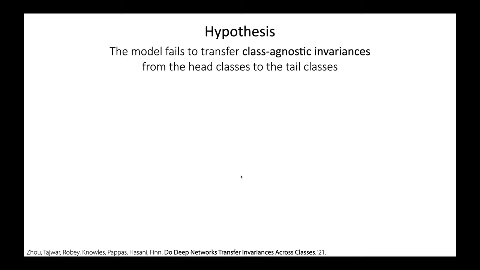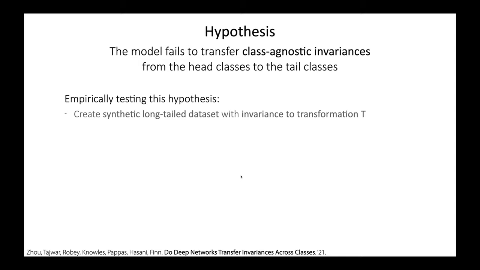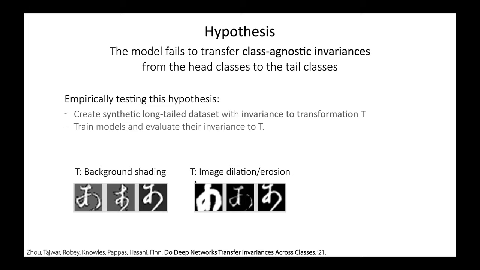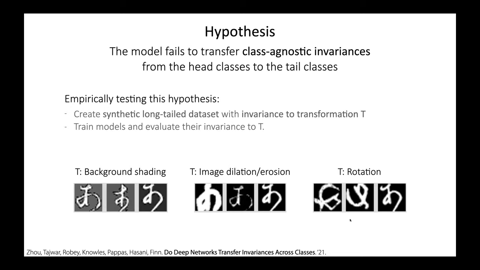So fortunately, this is a hypothesis that we can test empirically. What we'll do is create a synthetic long tail data set that is invariant to some transformation T. And then we're going to train models and evaluate their invariance to this particular known transformation. In particular, we could have T correspond to background shading and create a data set that has this sort of invariance by augmenting the data. We'll also look at things like where T corresponds to dilation or erosion of the image and rotation of the image. This will all be based off of the K49 data set where there are 49 classes. And after we augment them, we're going to synthetically create this long tail distribution where for the smaller classes, we have less data than for some bigger classes.